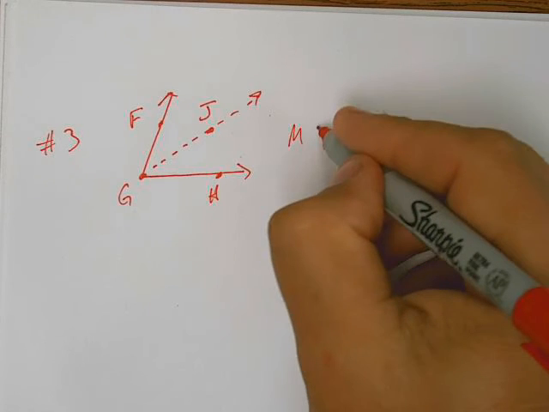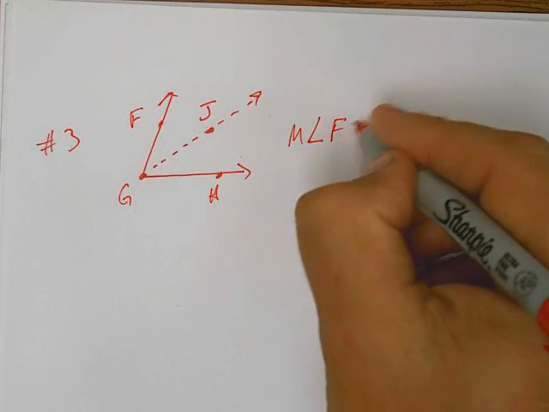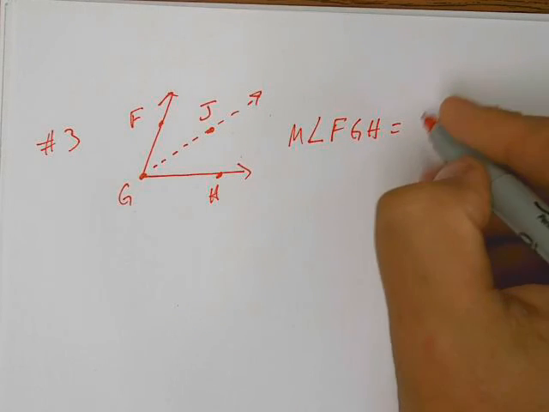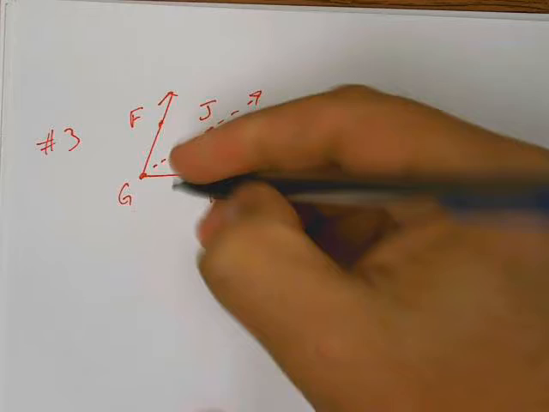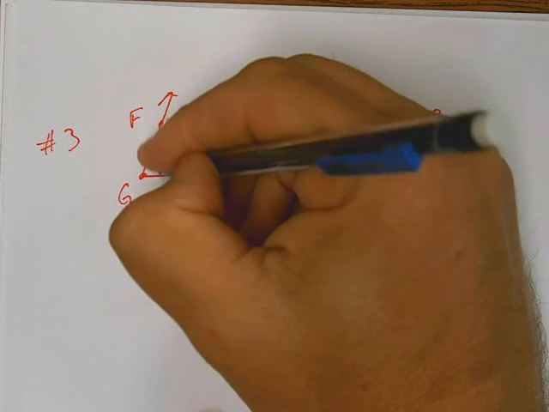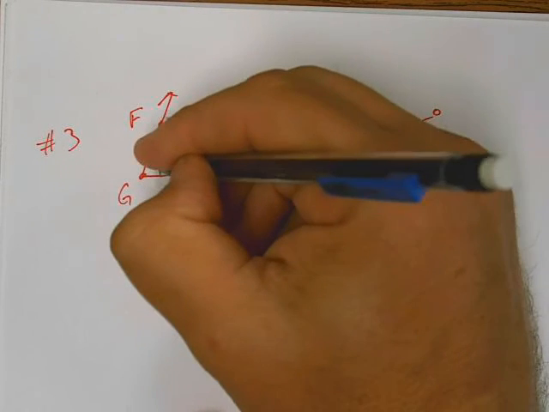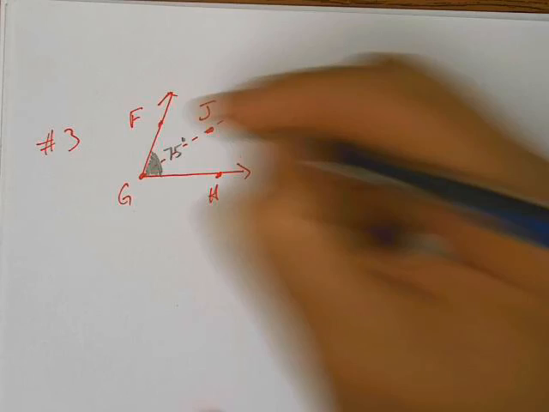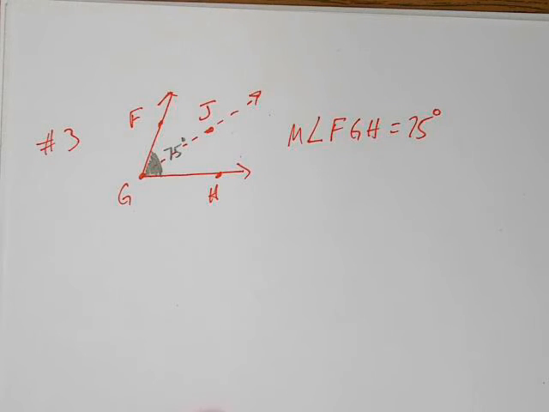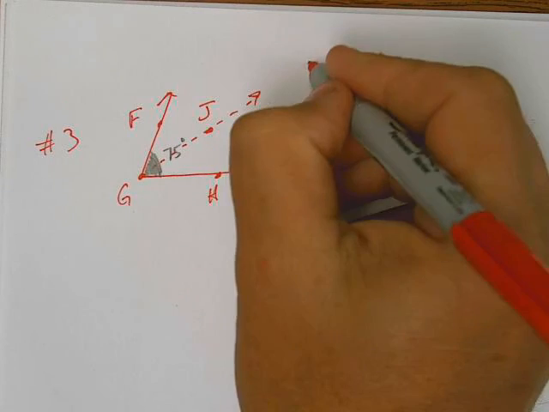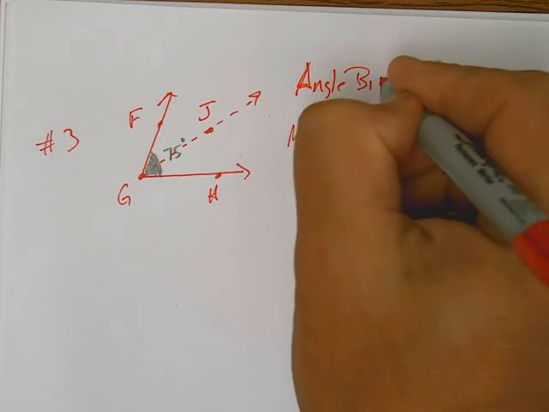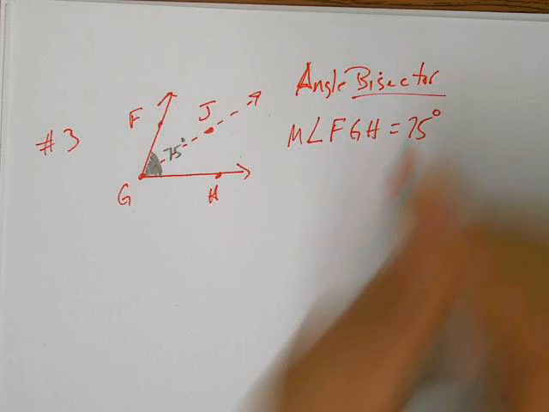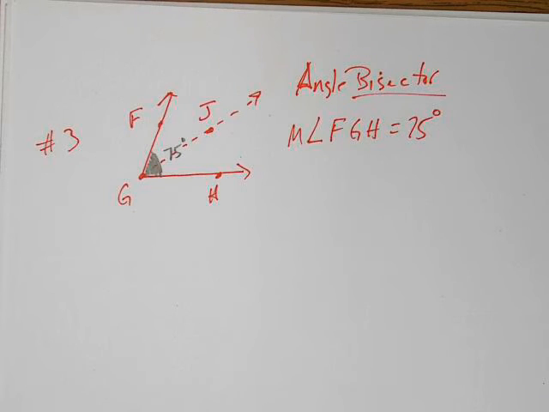We know that the measure of angle FGH is 75. That's given. So that means, let me use a pencil, this entire thing right there is 75 degrees. Color it in. The whole thing is 75. Well, they use the term angle bisector. What's that mean? Bisector. Cuts it in half.